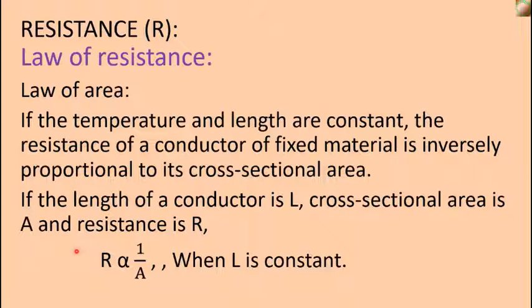That is, if two conductors are of same length and same material, and one conductor has more cross-sectional area than the other, then the conductor whose cross-sectional area is more will have less resistance.